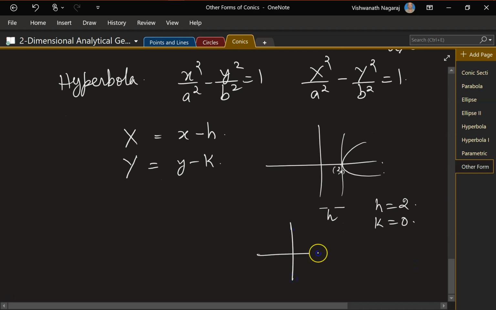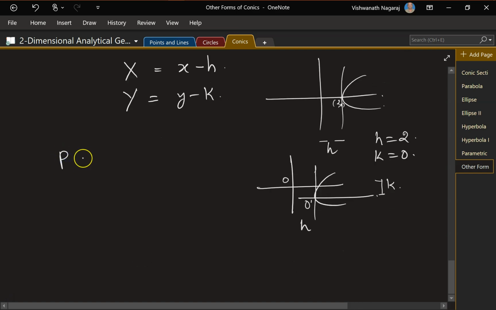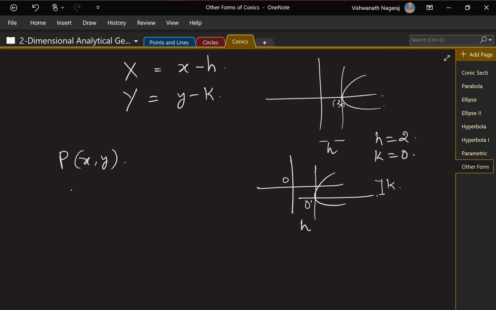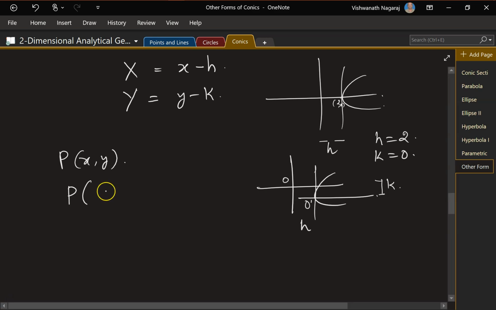Or it might happen that it shifts in both directions. So here y-axis is this, and so I've shifted this origin to here. So here h is the shift in x and k is the shift in y-axis. So a point on the conic in standard form, if it is this, then in case of type 1, it will be x, y.